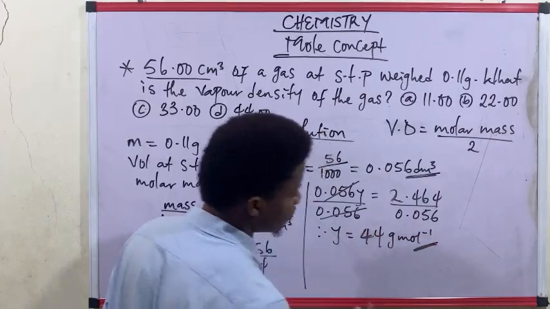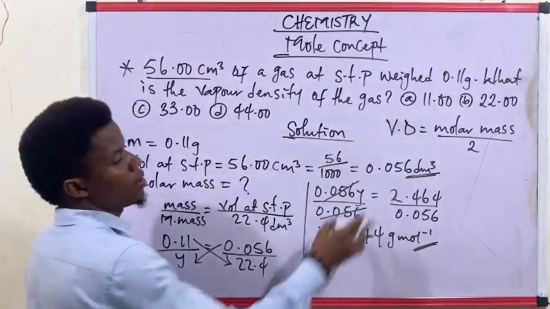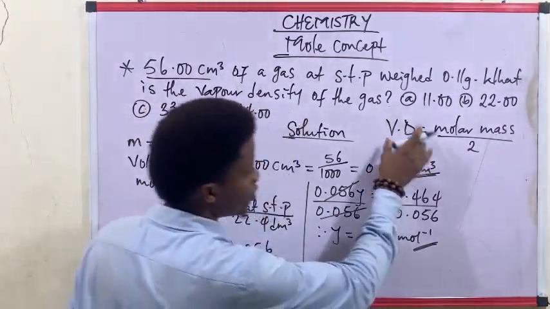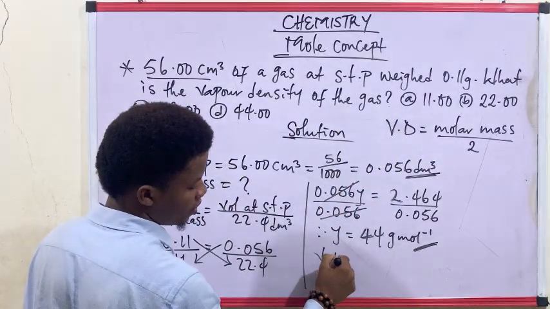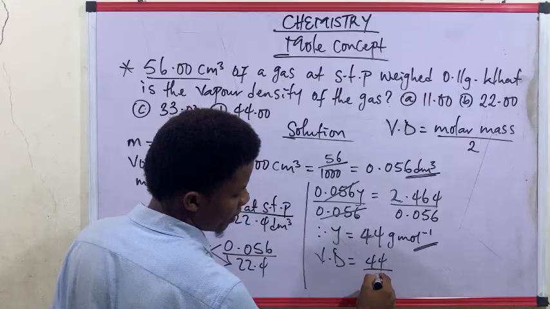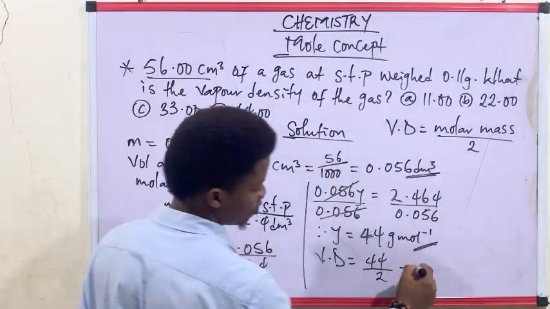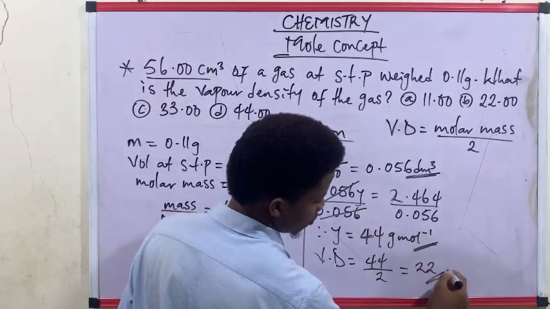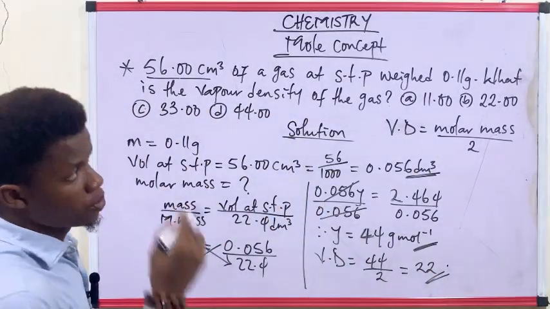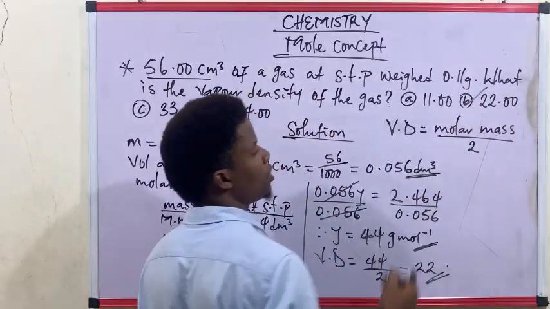That's for our molar mass, but this is not our final answer. What we just got is our molar mass. Now remember, to get our vapor density, this is the formula. Vd, vapor density, is equal to the molecular mass, 44, divided by 2. So 44 divided by 2 will give us 22. So our answer becomes 22. That is option B. Option B becomes our answer.